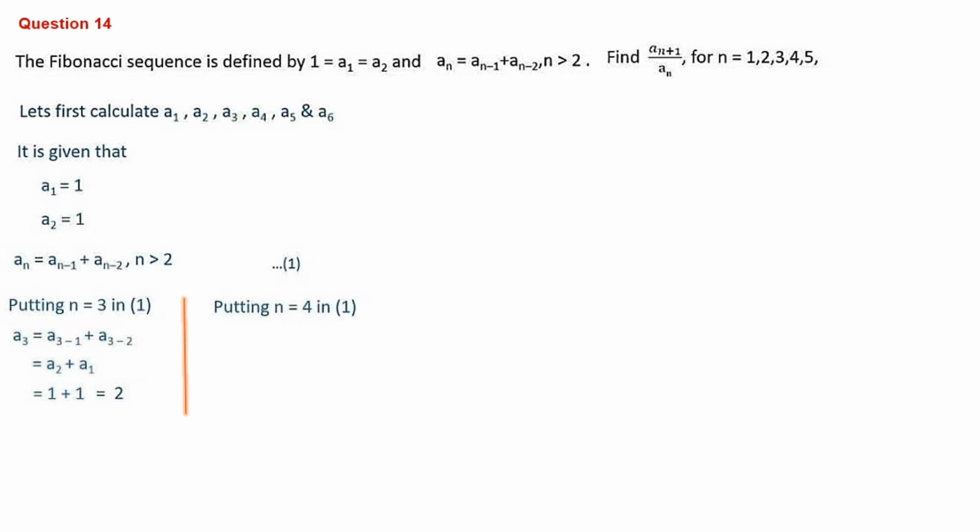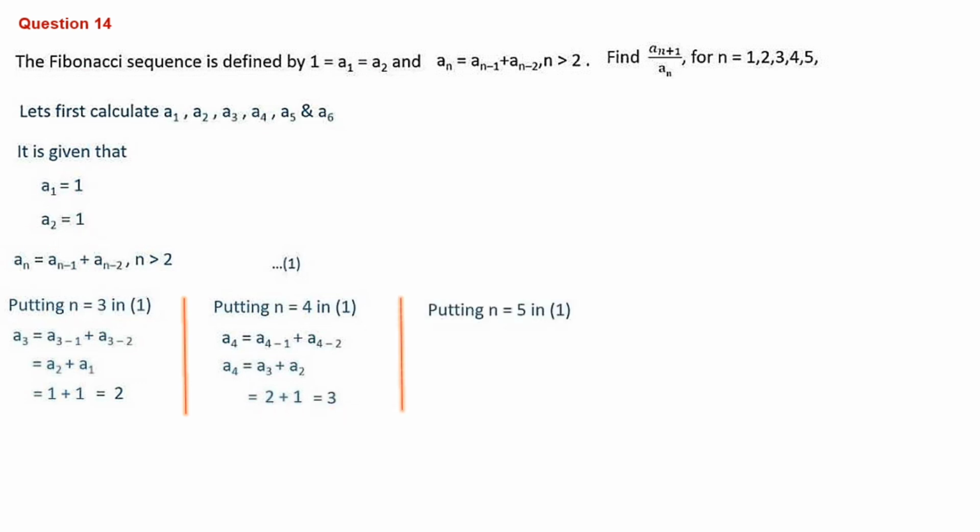First we put 3, the next is 4. a4 is equal to a4 minus 1 plus a4 minus 2. That means a3 plus a2. a3 we have 2, so 2 plus a2. a2 is 1. So 2 plus 1 is 3.